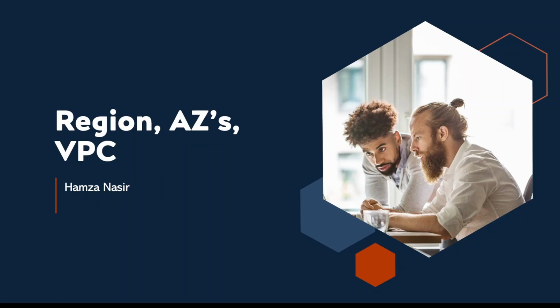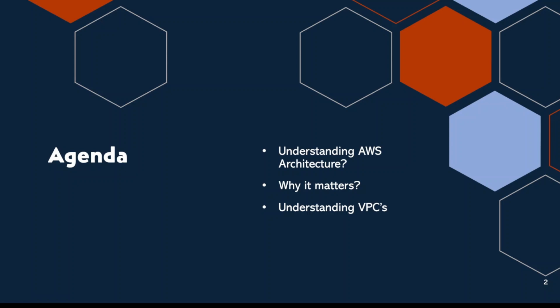It basically contains three main components, which is region, availability zones, and VPC. So let's jump into the next slide and see today's video agenda. As I said, in today's video, we will be understanding the AWS architecture, why it matters, and we will also be discussing understanding the VPCs.